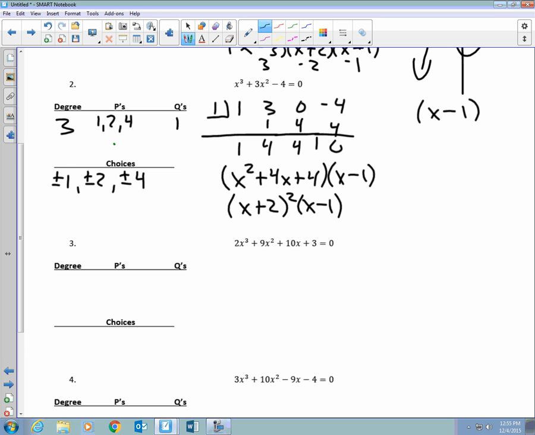So it does factor. It factors to x squared plus 4x plus 4 times that x minus 1 that we found as its original factor. So it's x plus 2 quantity squared. So what are the solutions? If we graph it, what type of solution do we have at negative 2? Double root. So it makes a parabola type shape.